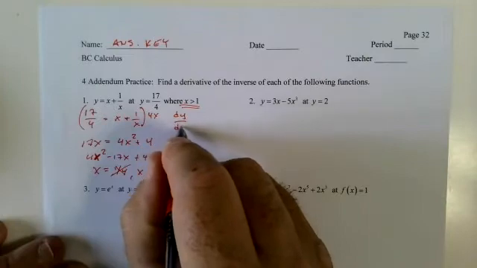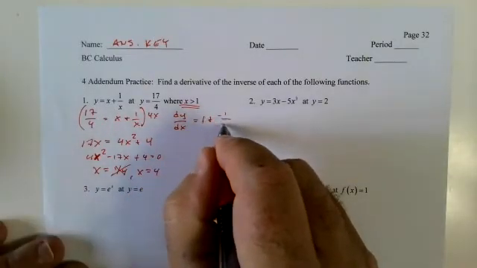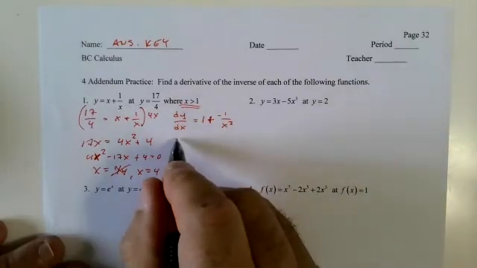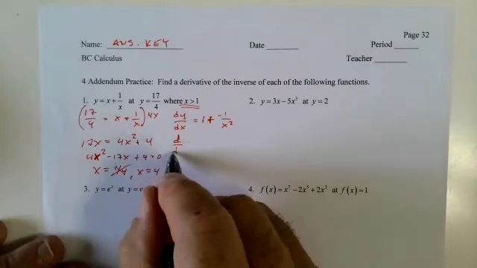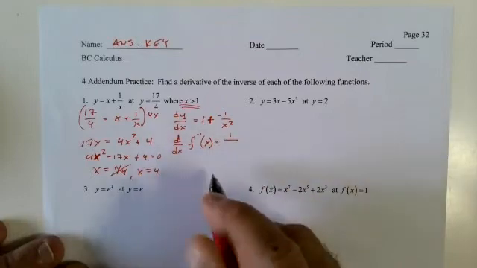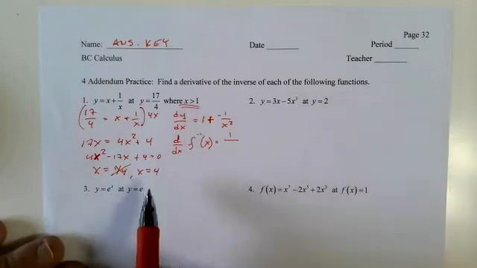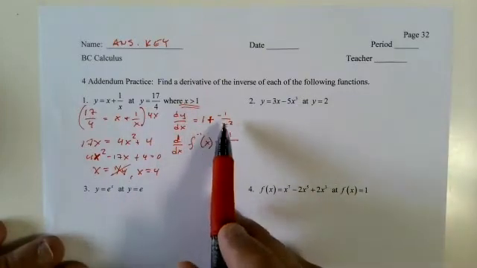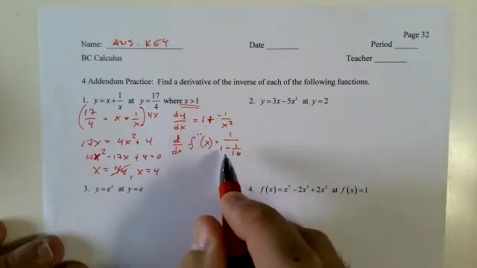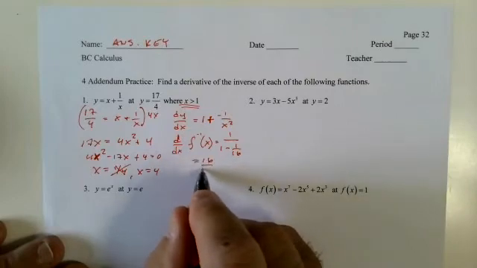dy dx equals 1 plus -1 over x squared. Derivative, the inverse, 1 over, plug in 4, 1 minus 1/16, which is 15/16, which flips upside down, gives us 16/15.